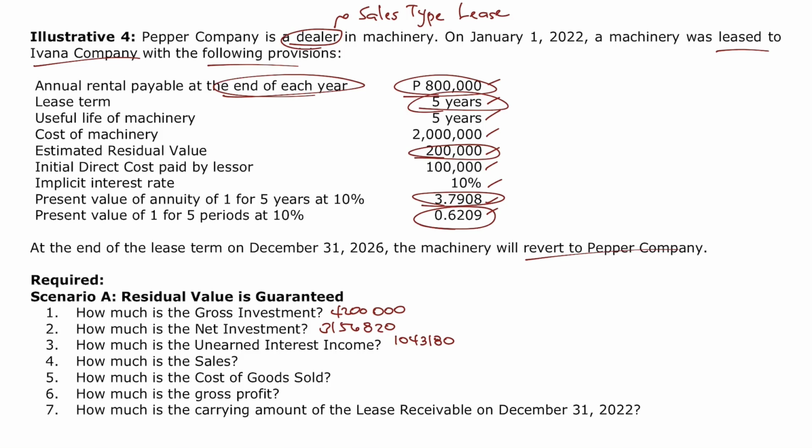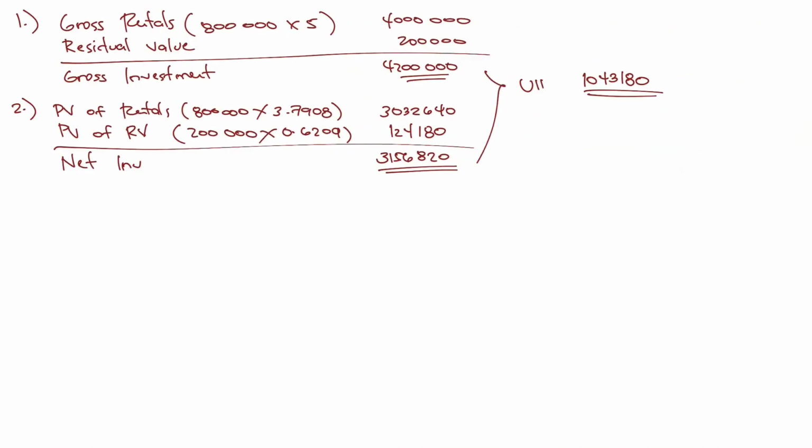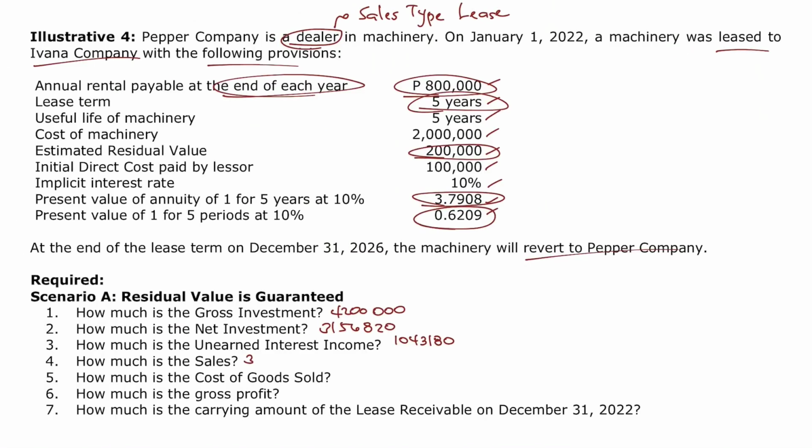Okay? Number 4, how much is the sales? Magkano daw yung sales? Paano tayo mag-compute ng sales? That is equal to the net investment or fair value, whichever is lower. Wala naman given dito, no? Again, wala pong given dito na fair value. Ibig sabihin, here in number 4, assume that sales will only be equal to the net investment kasi wala naman nga given na fair value, which is equal to 3,156,820. So, requirement number 4, 3,156,820 will be the final answer.